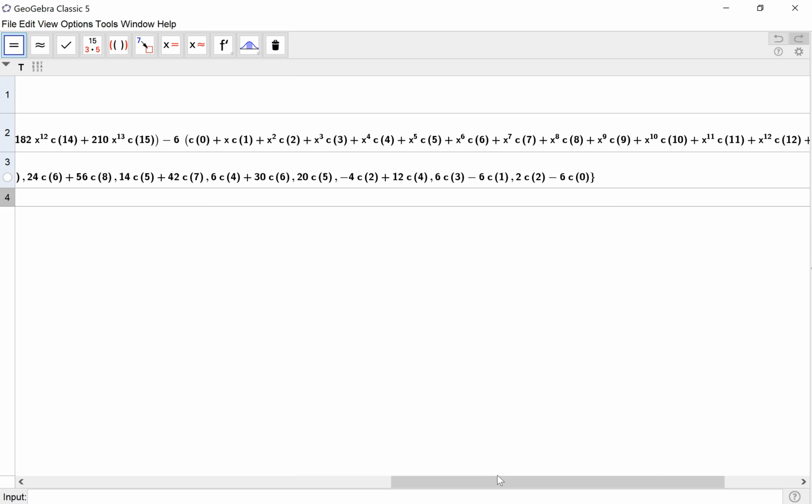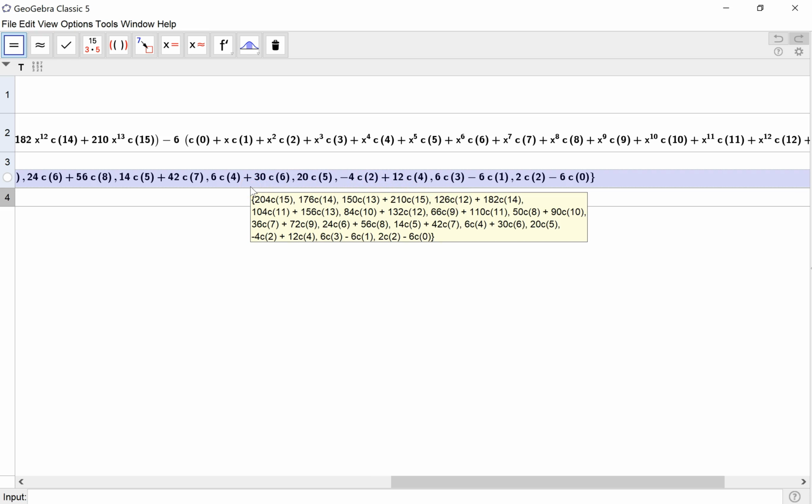The rightmost one here will be our constant term. This will be the coefficient on the x term. This one will be the coefficient on the x squared term, and so on down the line. So we know that all of these coefficients have to be 0. So let's set up our recurrence relation.